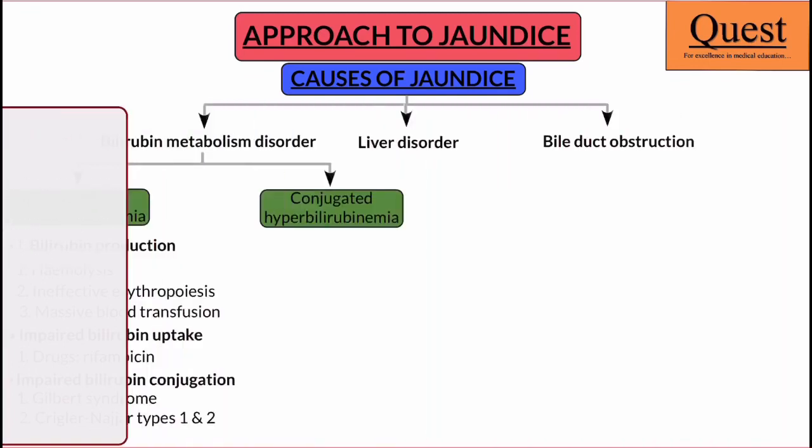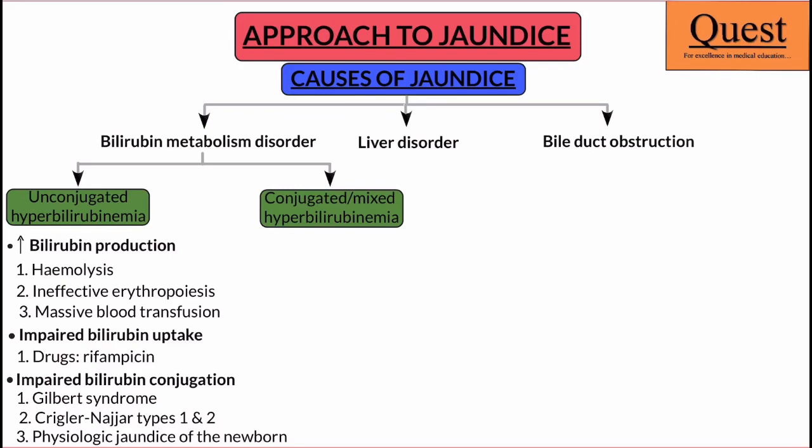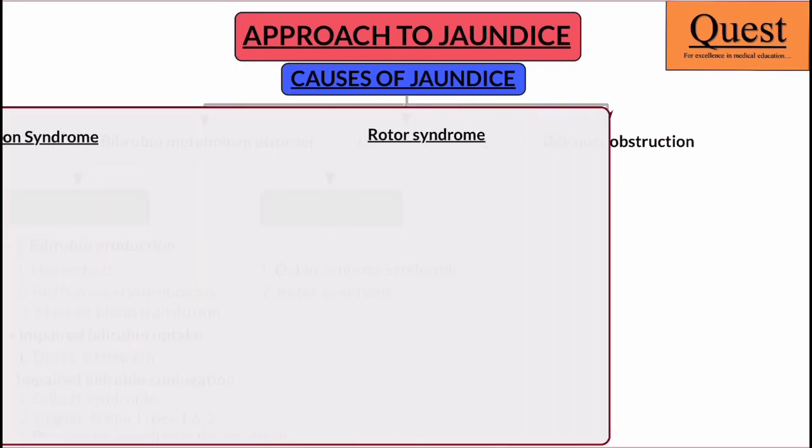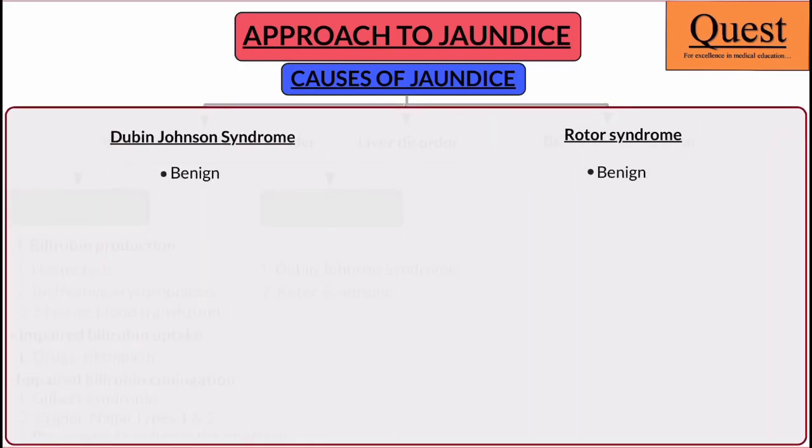Now looking at causes of conjugated or mixed hyperbilirubinemia, we have two conditions which are very similar to each other. Both of them are benign and we might not be able to really differentiate between them clinically.